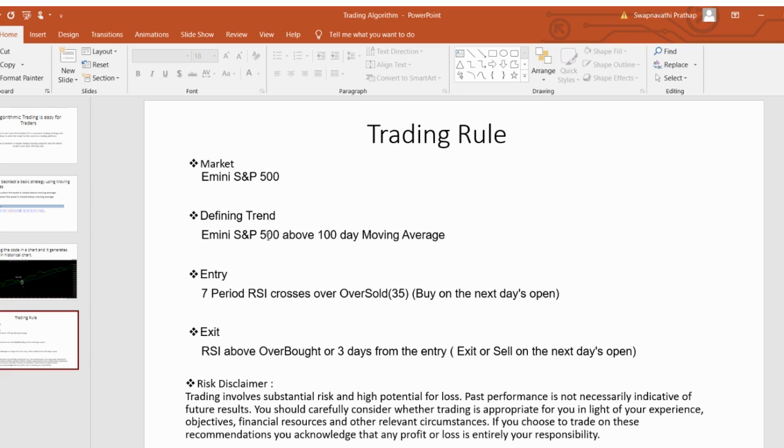Now this particular strategy is tested only on E-mini S&P 500. I'll show you in another video how any one strategy can be tested on a larger number of assets, say some S&P top 100 assets, and how you can select the best assets for your trading decisions, in the coming videos.